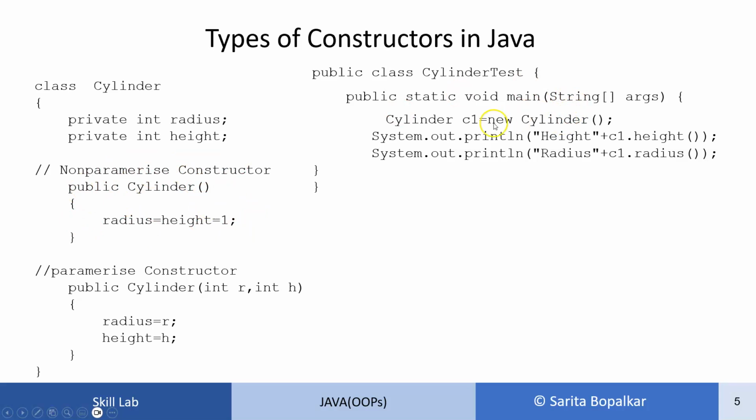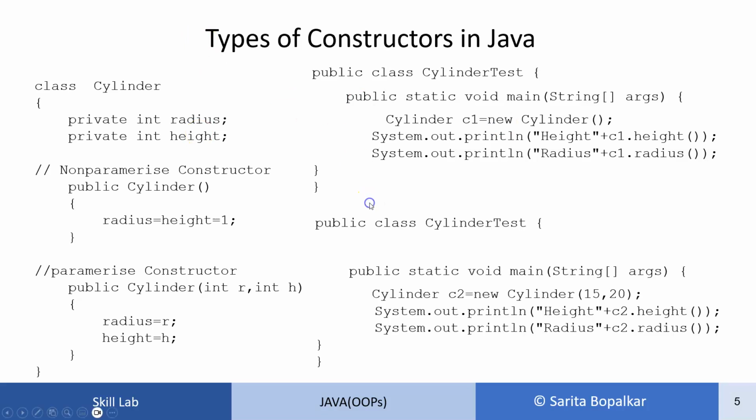Still, whenever I create the object, the Java compiler will call the default constructor. Each Java class has its own default constructor. It will set the radius and height to null, that means 0. Now another type is this one.